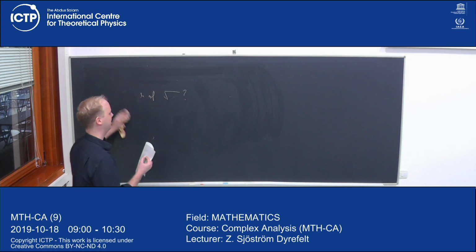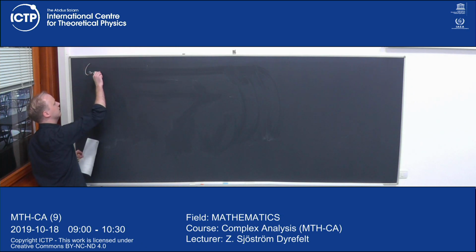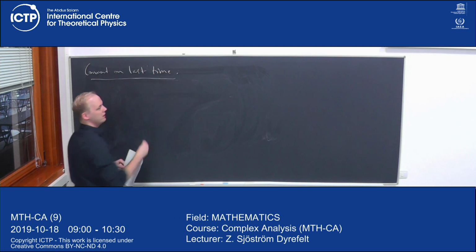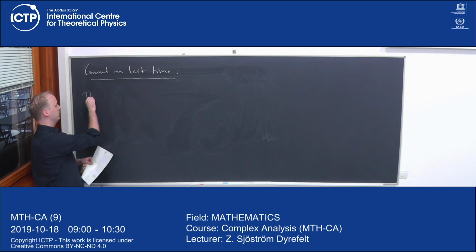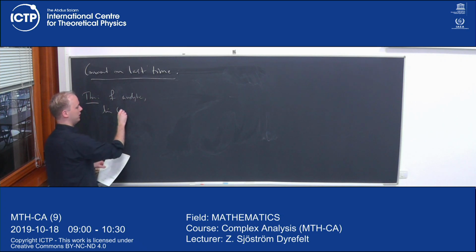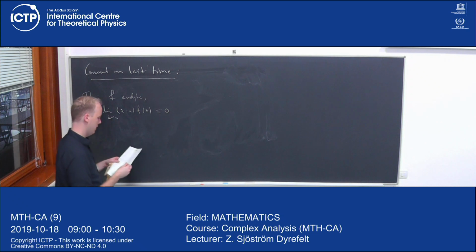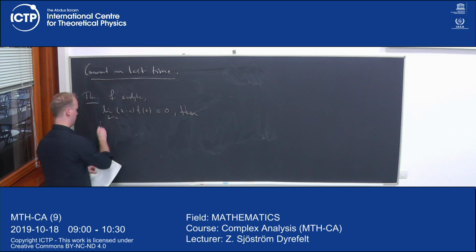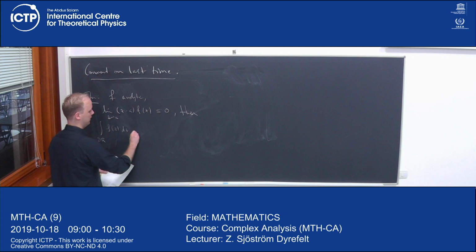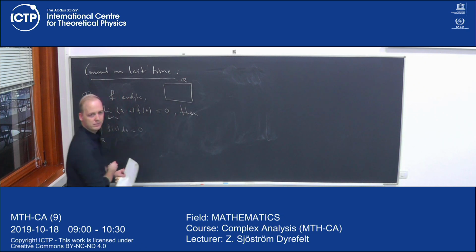It's about a proof I did last time. So, a comment on last time. I finished the proof. I wanted to show the following theorem: if f is analytic and the limit of (z minus a) f(z) is 0 as z goes to a, then the integral over the boundary of a rectangle R of f(z) dz is 0.